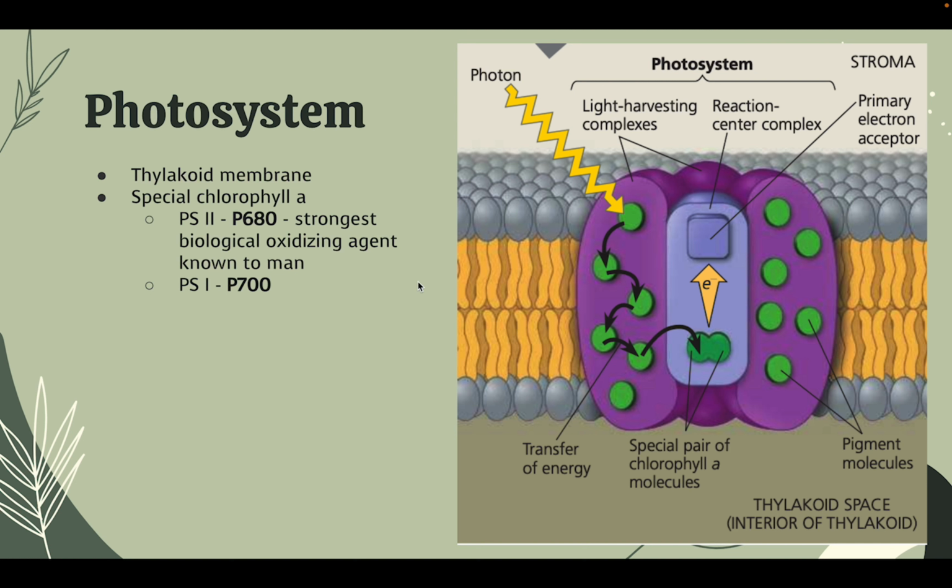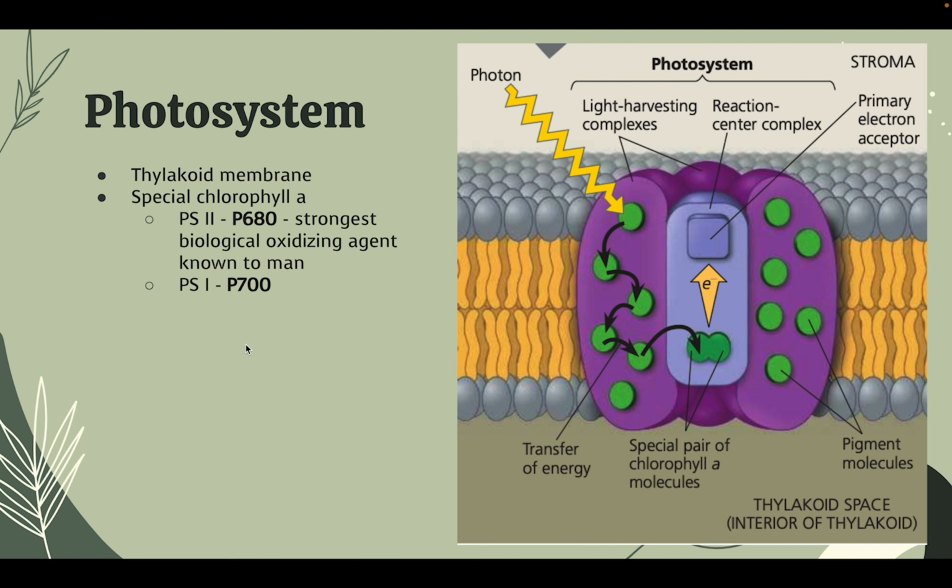Some more information about our photosystem. Photosystem 2, which is our first photosystem, was named in the order of discovery, not necessarily in the order things go through them in photosynthesis. It's called P680 because that is the wavelength of light it takes to excite these central chlorophyll molecules, and it's the strongest biological oxidizing agent known to man. Photosystem 1 has P700, so a slightly different wavelength.